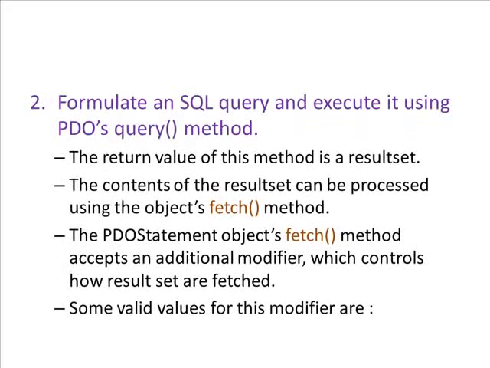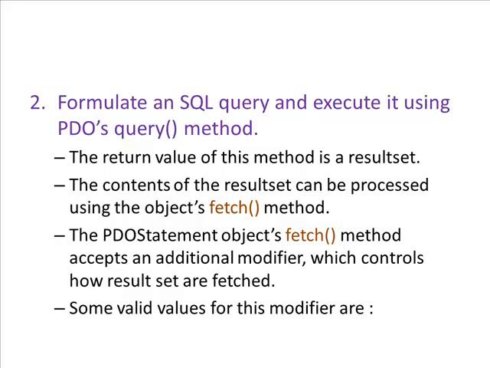Formulate an SQL query and execute it using PDO's query method. Assuming a successful connection, the next step is to formulate an SQL query and execute it using PDO's query method. The return value of this method is a result set represented by a PDO statement object. The contents of the result set can be processed using the object's fetch method, which returns the next record in the result set as an array. Individual fields from the record can be accessed as array elements in a loop using either the field index or the field name.